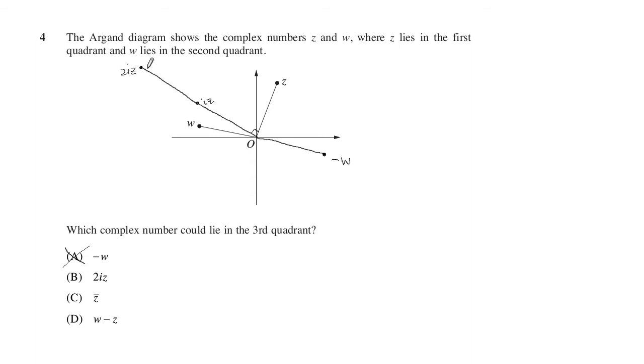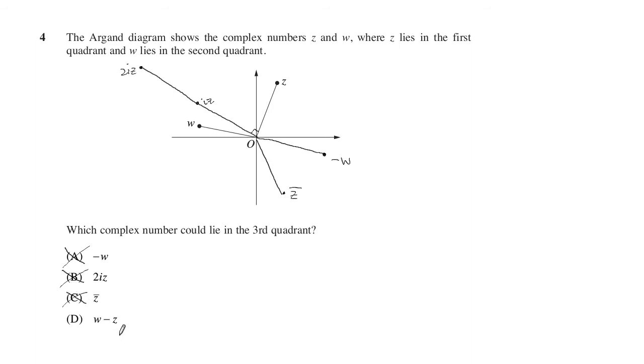So anyway, that's in the second quadrant, so that's also not what we want. z bar, the conjugate of z, is going to be the reflection of z about the x-axis. So that's going to be down there. And that's in the fourth quadrant again, so not that one.